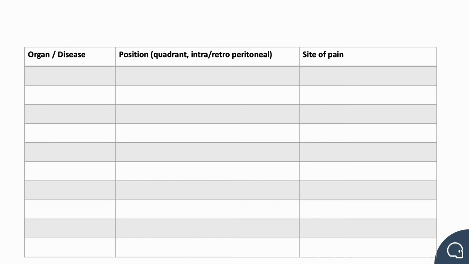On another sheet of paper, write down some headings: the organ and the disease, the position of that organ, making particular note whether it's intraperitoneal or retroperitoneal, and then the site of the pain you'd feel with the disease process in that organ. Once you've got that, pause the video and annotate your diagrams and fill out the list.